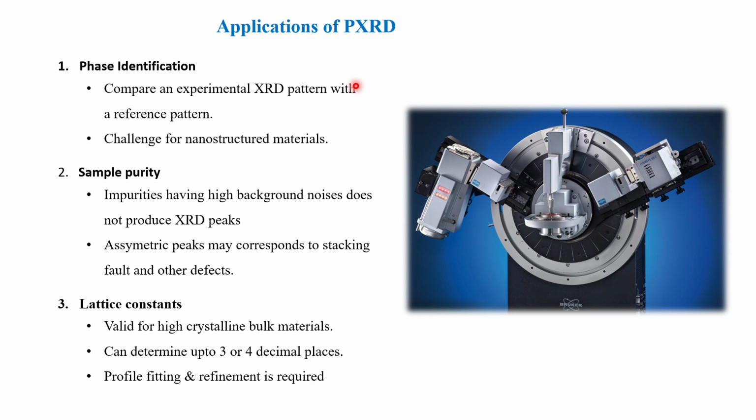The second application is sample purity. Sample purity is basically judged from impurities, which show up as background noise. We can find XRD peaks of that noise, and asymmetric peaks may correspond to stacking faults and other defects. So these may help find out the sample purity, how pure our sample is. If our XRD pattern has very little background noise, then we can say that this sample is purer than any sample which has more noisy background in its XRD pattern.